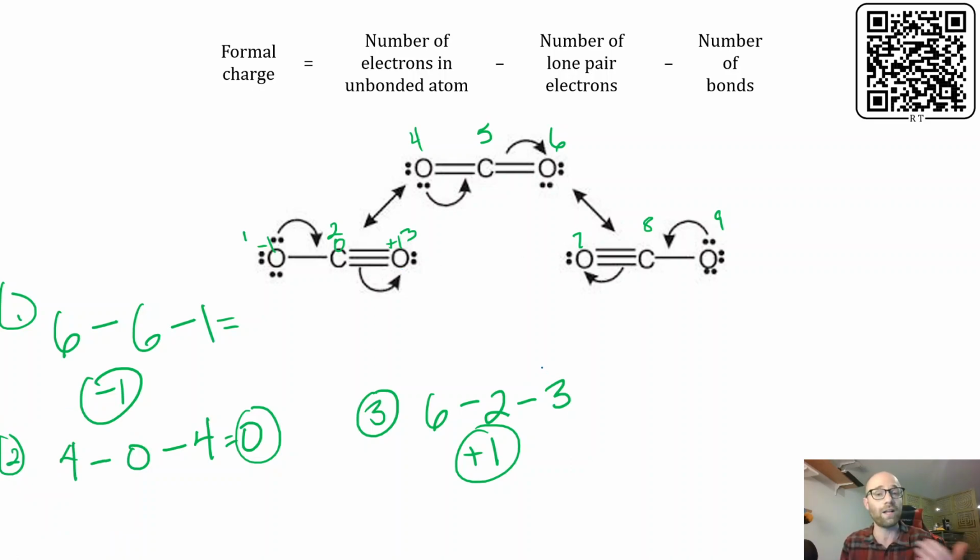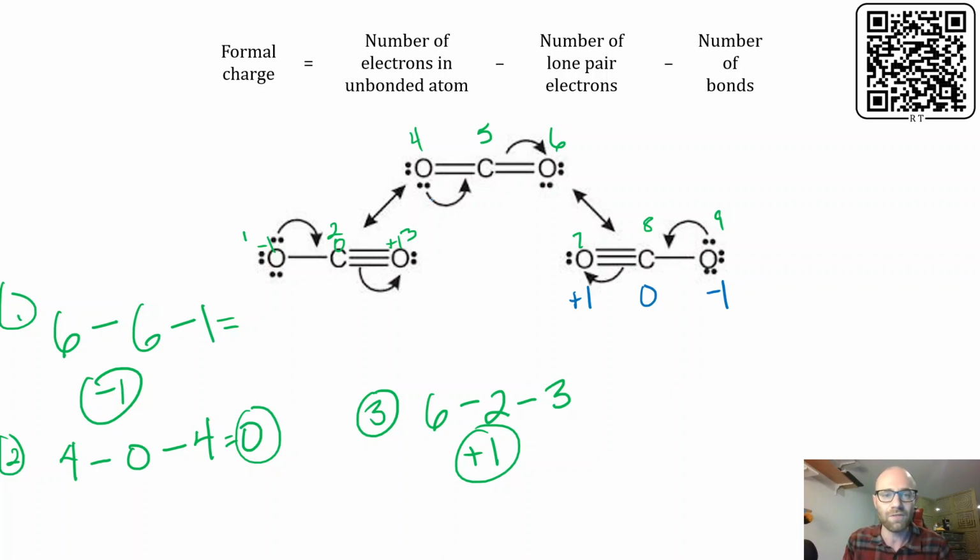They both have a triple bond and a lone pair. I'm reasonably sure that if we did the math, we'd get a +1 here as well. I'm pretty sure we'd get a 0 there and we'd get a -1 there. In general, when you have a singly bonded oxygen and 3 lone pairs, that oxygen has a -1 formal charge by the math we see here.